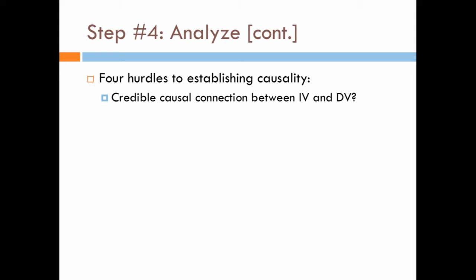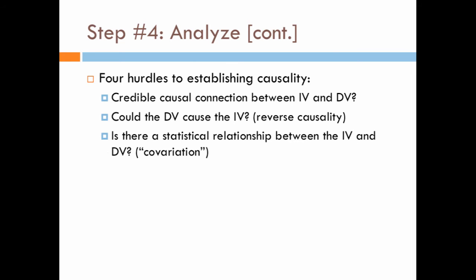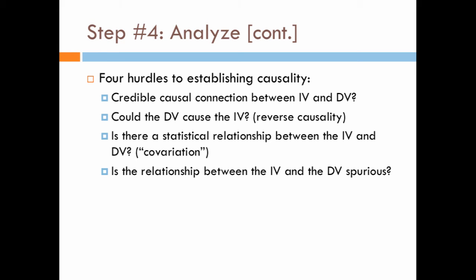First, we need to know if there's a credible causal connection between the independent variable and the dependent variable. Then we need to consider whether the DV could actually cause the IV, which is something known as reverse causality. If there's a relationship between the IV and the DV, we need to know whether that relationship is meaningful or statistically significant. In other words, is there systematic covariation between the IV and the DV that we wouldn't see by chance? And even if there is a statistically significant relationship, we need to consider the possibility that the relationship is spurious.